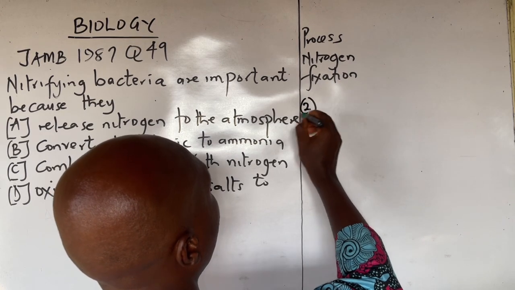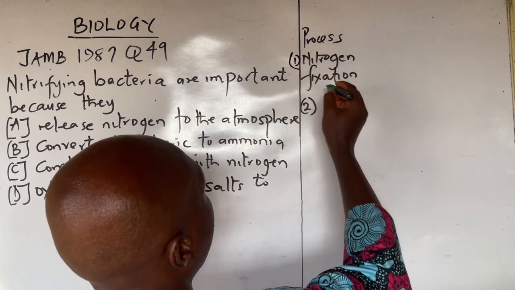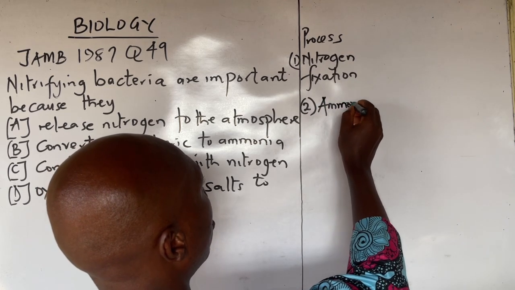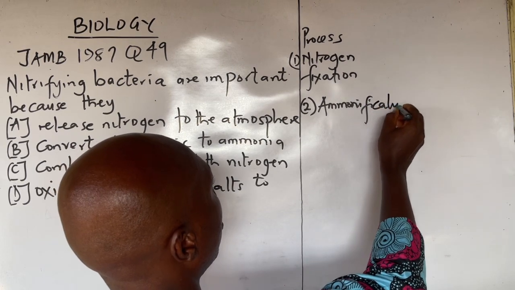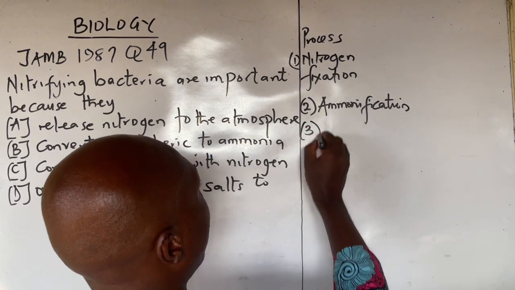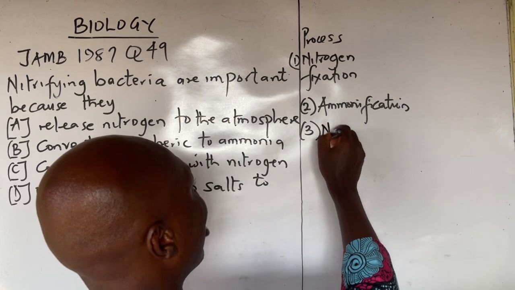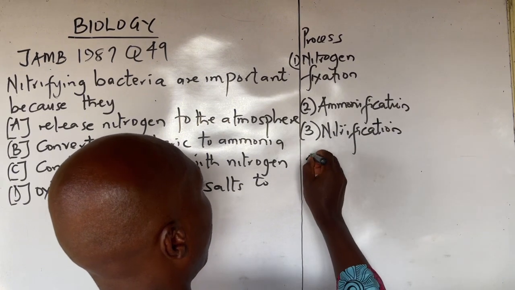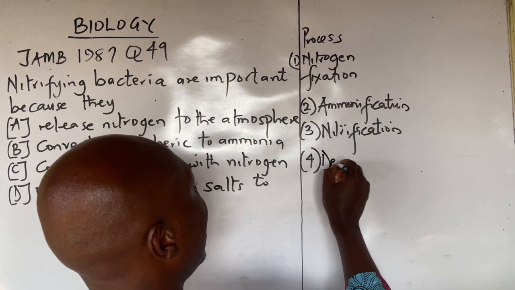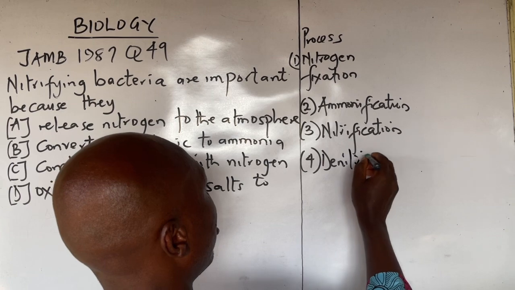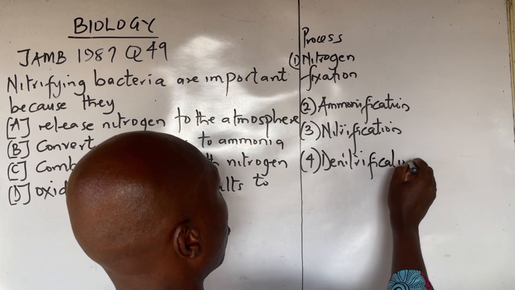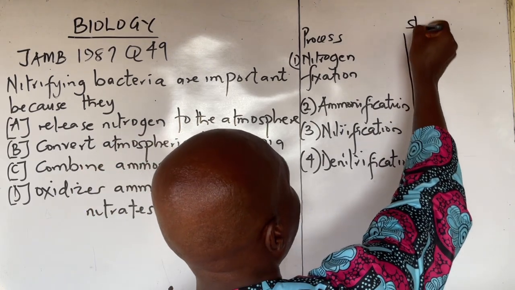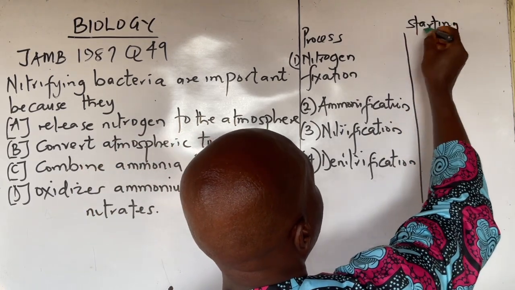Number 2, we have ammonification. Number 3, we have nitrification. Number 4, we have denitrification. So these are processes, and they have a starting stage.